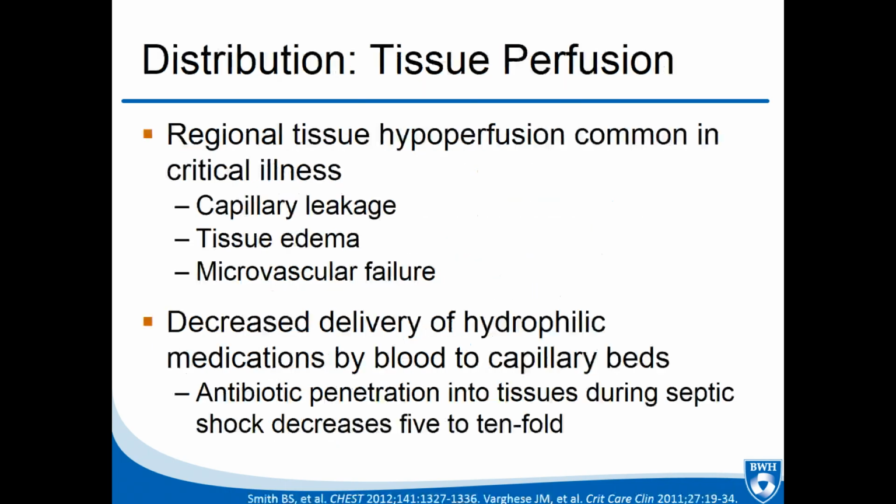to try to maximize the effect of the ceftriaxone. Next on distribution, things that may be impacted is tissue perfusion and distribution in critical illness. Regional tissue hypoperfusion is common in critical illness, and that's potentiated by things that we've talked about before: capillary leakage, tissue edema, microvascular failure. And in these cases, we'll often see decreased delivery of hydrophilic medications by the blood to the capillary beds. Most commonly, antibiotic penetration into these tissues during septic shock is drastically decreased, say 5 to 10-fold.